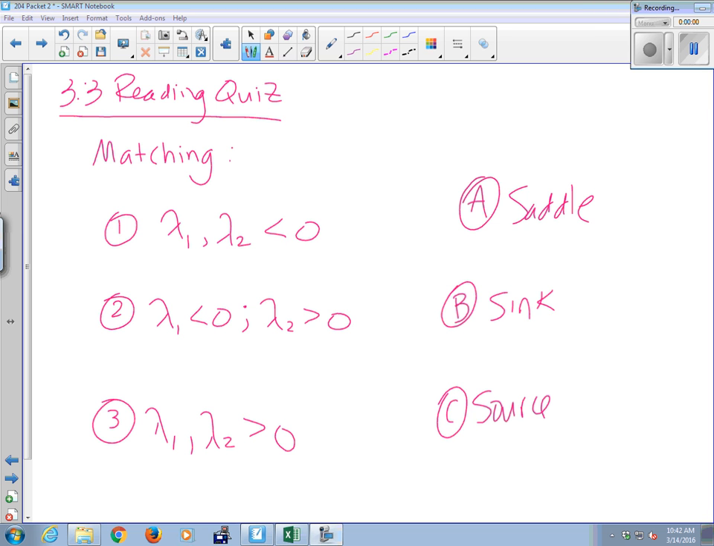All right, both eigenvalues negative. That's a sink. When one eigenvalue is negative and one is positive, it's a saddle. And when they're both positive, that's a source. That C number should be an A. You're right. That's just my thinking. Yeah, that is a saddle. Yes, thank you. 100.